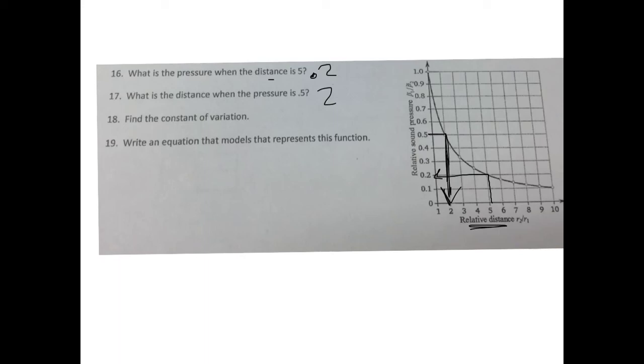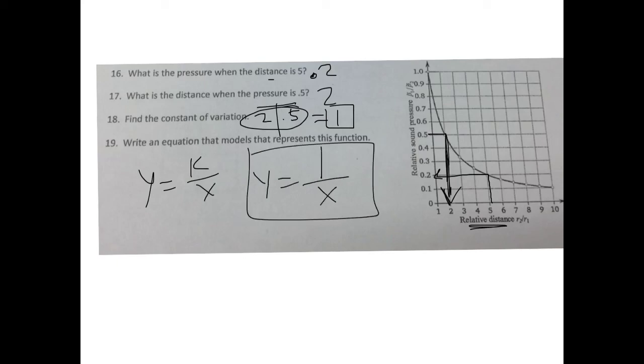Find the constant of variation. It helps if I make a table. So I could do that point I just did, over 2 up 0.5. 2 times 0.5 is 1, so the constant of variation is 1. And then my equation is that constant over x, so it's y equals 1 over x. So this is the equation to that problem. That's it.